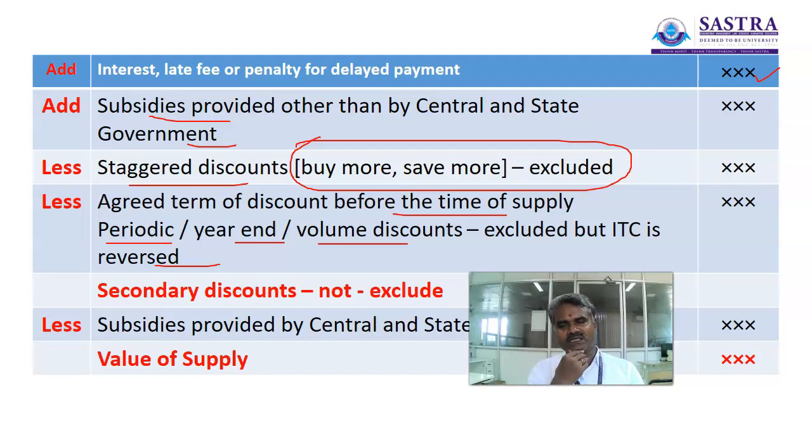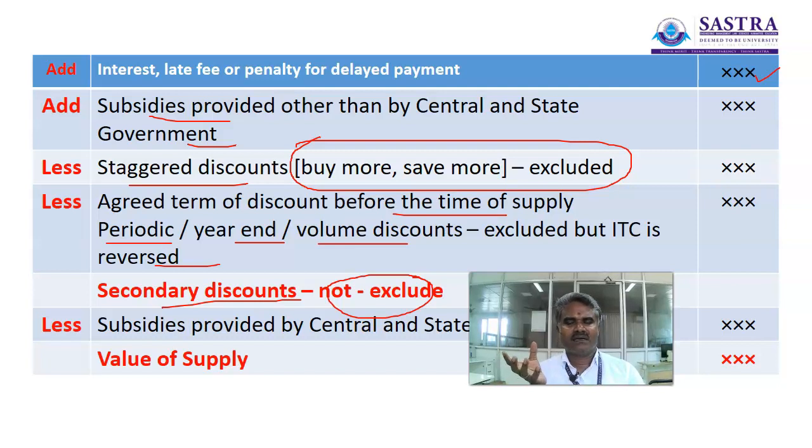Because you are a frequent customer, always buying goods from one supplier regularly, in that case they give a discount. And the secondary discount is not allowed.